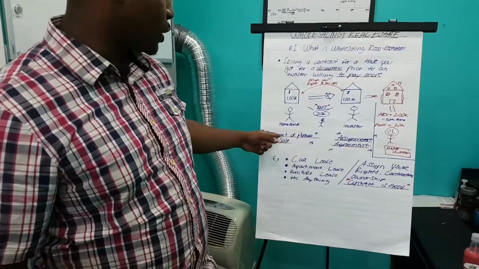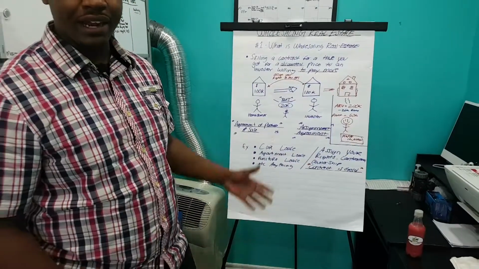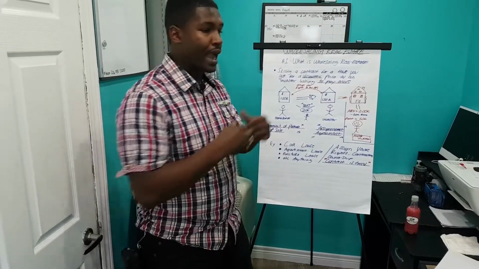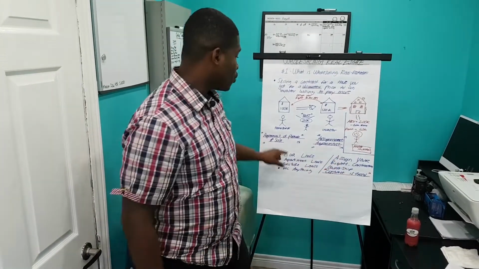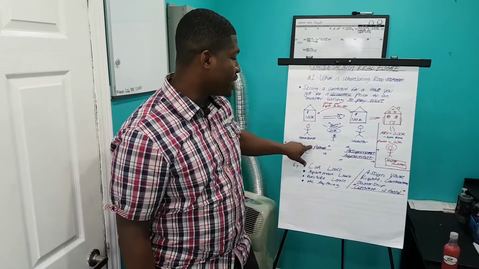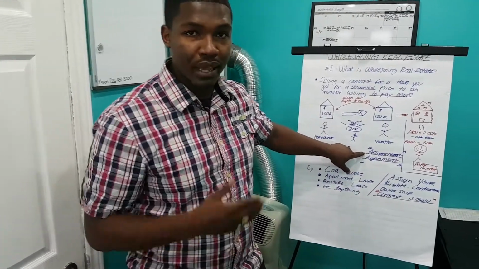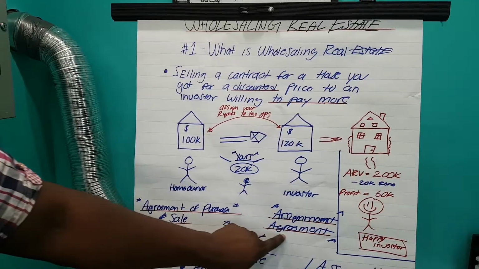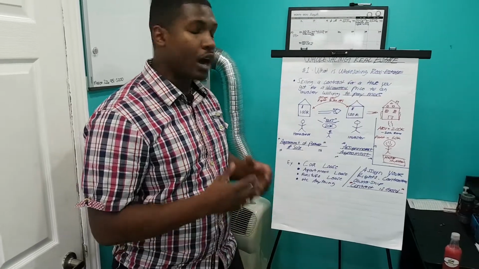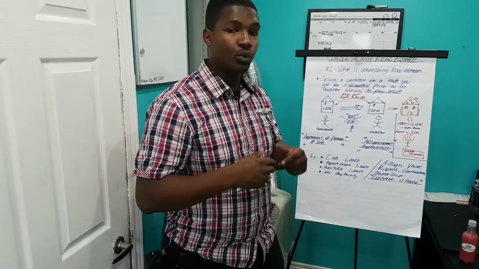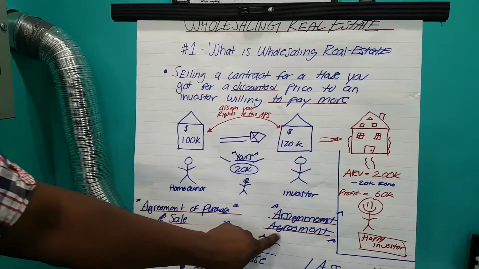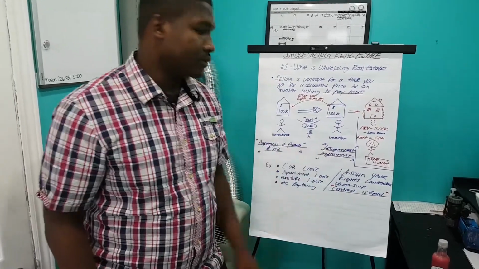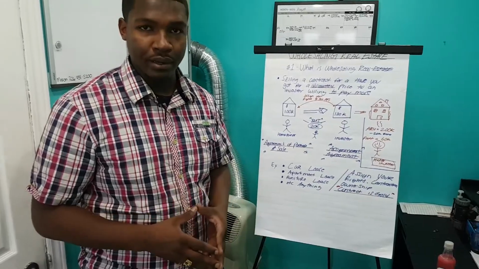In Ontario, we use an agreement of purchase and sale. That is the contract that you enter into between you, the buyer, and the seller, which is the homeowner. Once you have that agreement, you then bring it to your investor who's willing to pay more than the price you got it for, and you enter into an assignment agreement. That is a contract basically giving you the right to assign your rights to that agreement to the investor. So now, you may be wondering, what is an assignment?